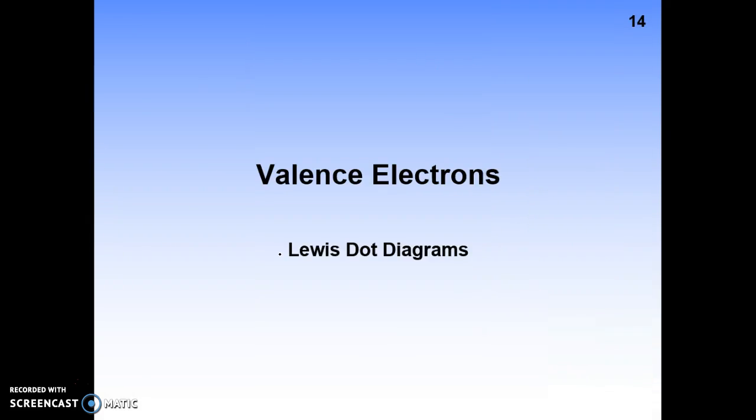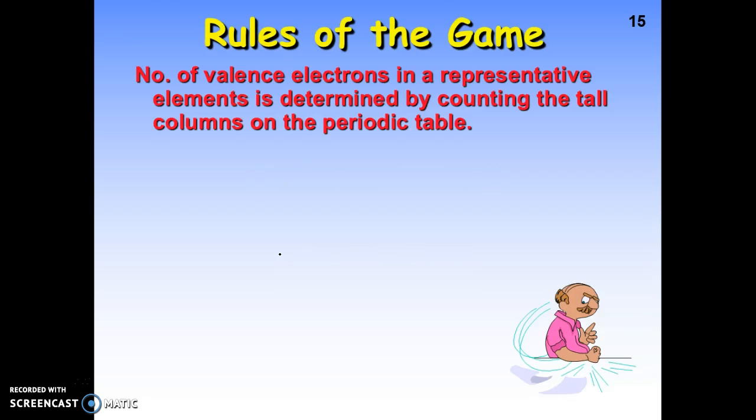So next, valence electrons and Lewis dot diagrams. Now this is actually pretty simple. So, rules of the game. The number of valence electrons in a representative element is determined by counting the tall columns on the periodic table. We just saw that. If we count the tall columns on the periodic table, we now know the valence electrons for those particular elements. The way we do this, X represents the symbol of an element. Then we use dots, and we go around in this sort of imaginary square box around the symbol for a total of 8 electrons eventually if you need them.